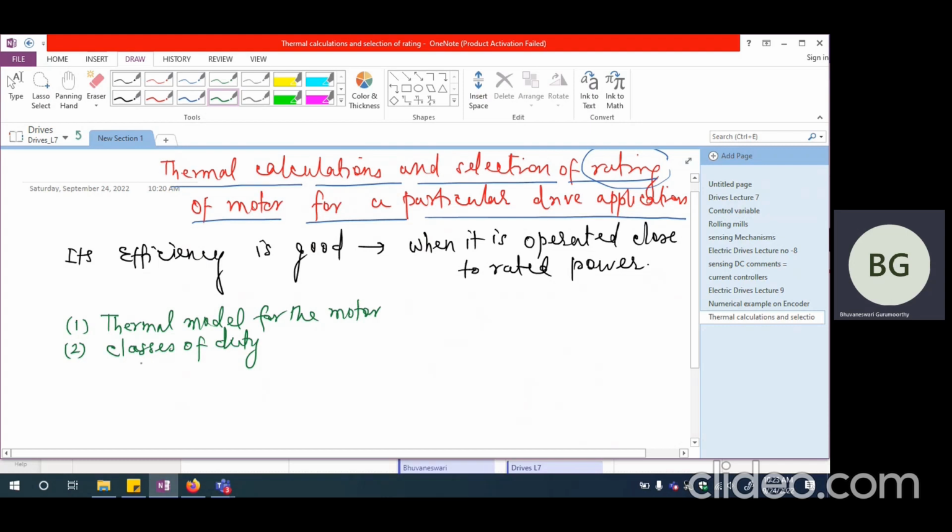So you are going to see repeatedly the power fluctuating in the case of an electric vehicle motor. Now, the third one is based on what kind of thermal capability the motor has and what kind of load it is going to be subjected to, how we are going to select a motor of a particular rating for a given application. So we are going to talk about all these three things in this particular module.